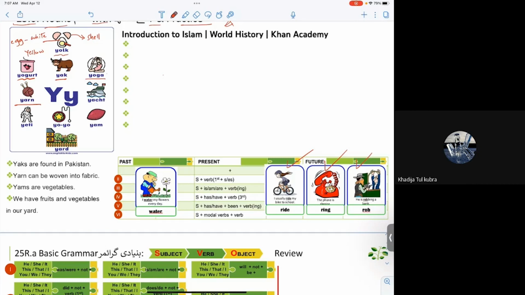Sir, the next word is yarn. Yarn. What is it called in Urdu? बटा हुआ धागा. Dhaga. And where does it come from? It comes from sheep. Okay, sheep. Does it come from cotton? Yes, it also comes from cotton.